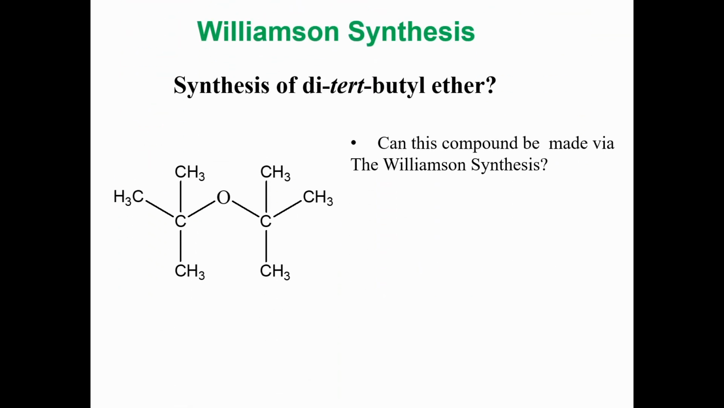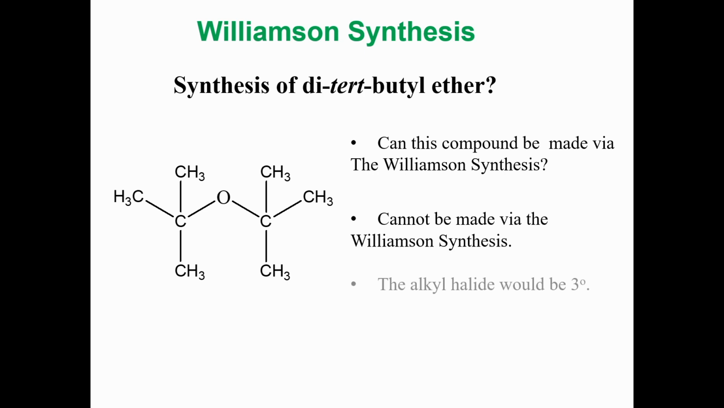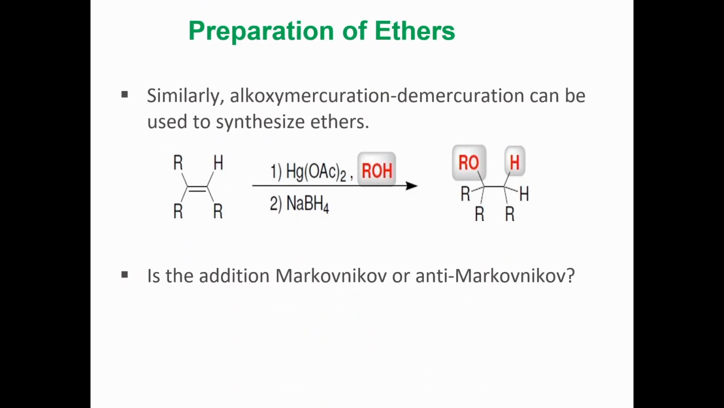The question is, can this compound be made via the Williamson synthesis? Can this compound be prepared using Williamson synthesis? The answer is no, because this is tertiary with ether. Williamson synthesis can only be done using primary or methyl alkyl halide. The first method of preparation of ether in the lab is Williamson, which is the best method.